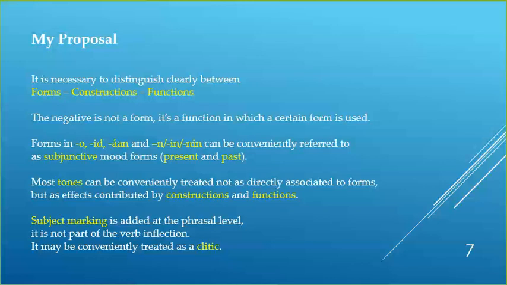And the forms ending in o, it, and an with a falling tone, as well as forms ending in just n or nin, could be referred to as subjunctive mood forms. Other labels are, of course, also possible, like irrealis or something. I think that subjunctive works well and is something that many students have encountered in other languages, and there are certain similarities in the functions that Somali subjunctive and subjunctive in other languages are used to cover.